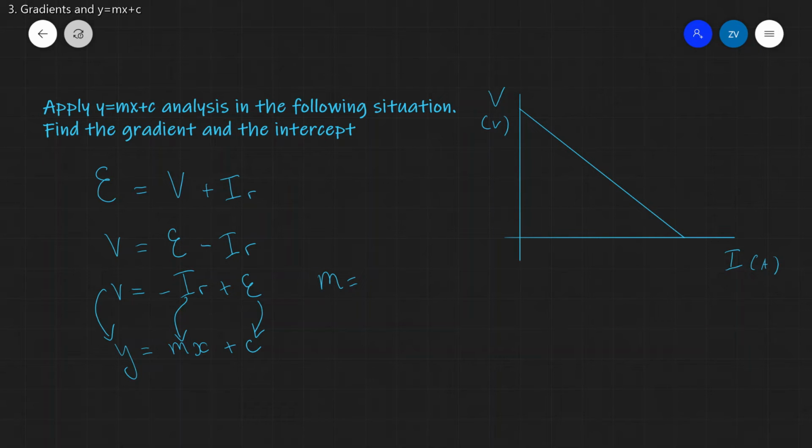So there are two things which are multiplying I. You have this minus sign, and you have minus r. So our gradient is equal to minus r. Quite a typical mistake is to forget the minus sign, and our intercept c is equal to the EMF. So if, let's say, this data point here was 5 volts, then this will be the value of our EMF. Our gradient will be equal to the negative r. We can already see that the gradient is negative as well because it's slanting downwards.